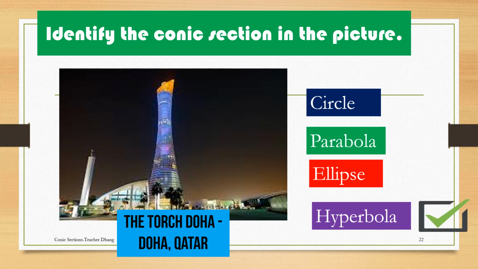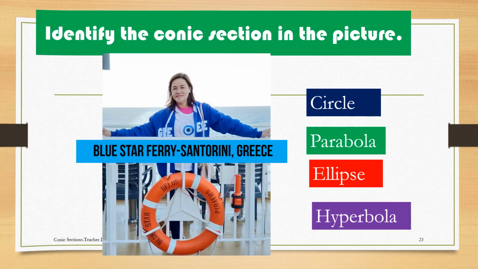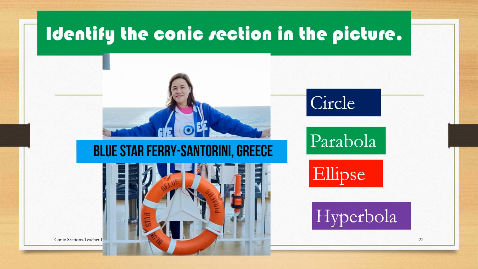Perfect! It is a hyperbola. Blue Star Ferry takes 8 hours from Athens to Santorini, Greece. What conic section is illustrated by the inflatable lifesaver in the picture? Nice answer. It is a circle.